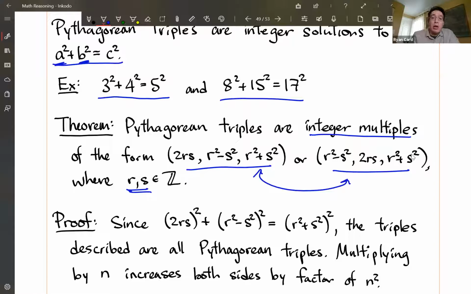So one direction is much easier. If you have something in this form, you could just plug it in, distribute, and check that this satisfies a Pythagorean triple. All the terms will match up on the left and right. So if it's in this form, it's a Pythagorean triple. The harder direction is that if it's a Pythagorean triple, then it's either these or a multiple of these. So let's see how this plays out.